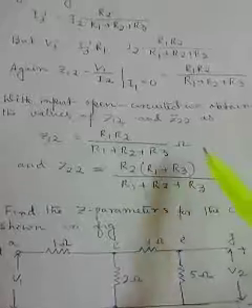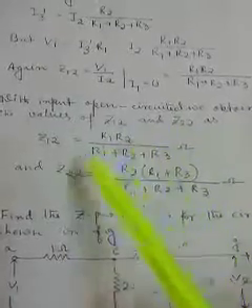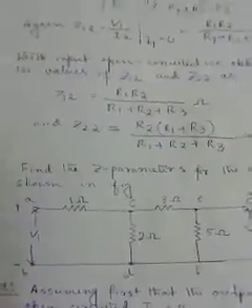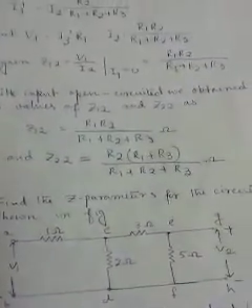So all the four parameters are now represented in terms of R1, R2 and R3, and these are the corresponding values of the Z parameters. So this is problem number 3, where it is for a pi network.